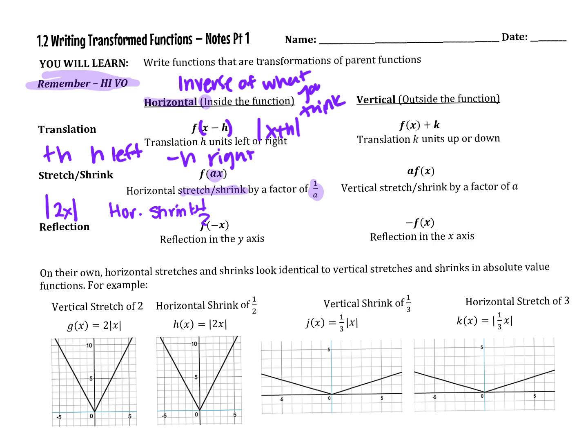And then lastly, on horizontal, if we are reflecting, what we're really doing is having a negative on the inside with x. So every x in the problem, you're going to replace with negative x. That's how we would reflect in the y-axis.